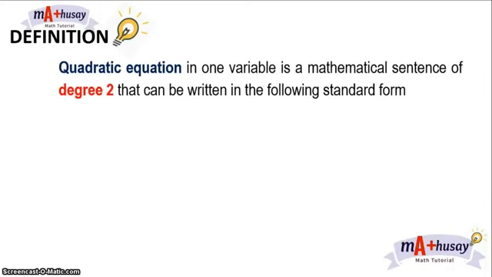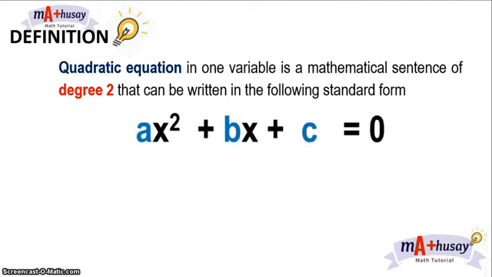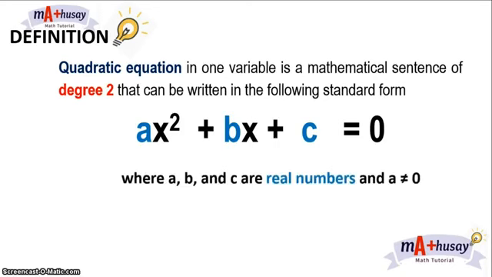What is a quadratic equation? A quadratic equation in one variable is a mathematical sentence of degree 2 that can be written in the following standard form: ax squared plus bx plus c equals 0, where a, b, and c are real numbers and a must not be equal to 0.